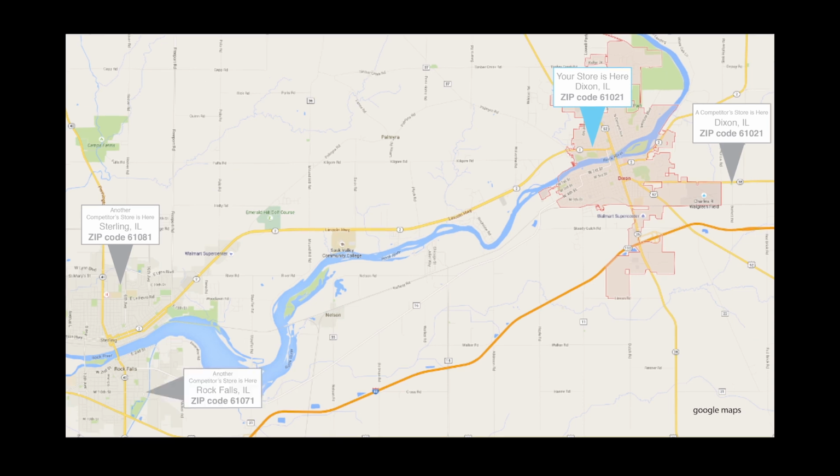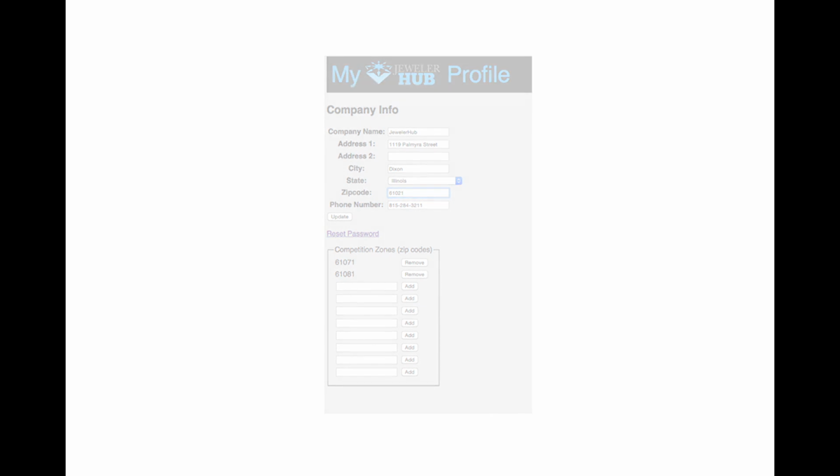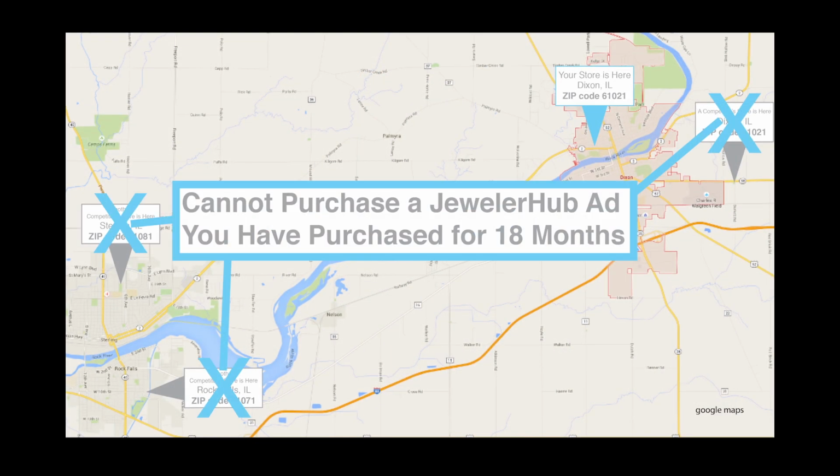How it works is that you enter the zip codes of any other jewelry stores in your area. If any of those stores happen to be a member of JewelerHub, the moment you purchase a design from us, that ad disappears off the site for 18 months from anyone on your competition zip code list.